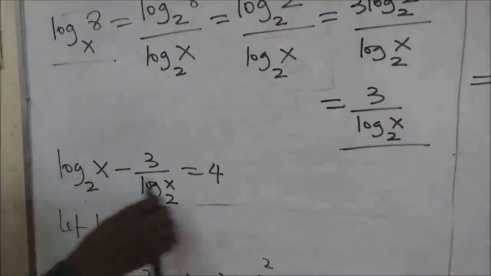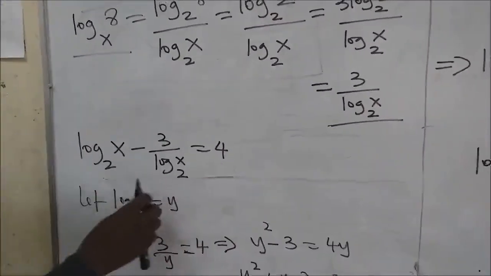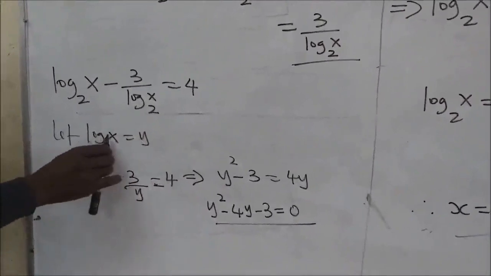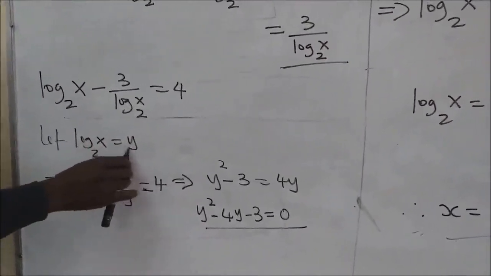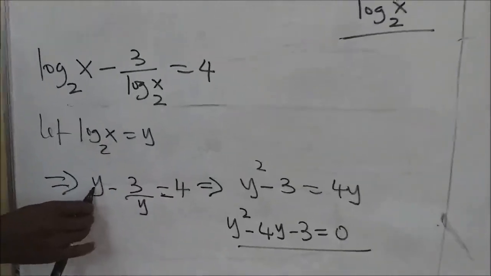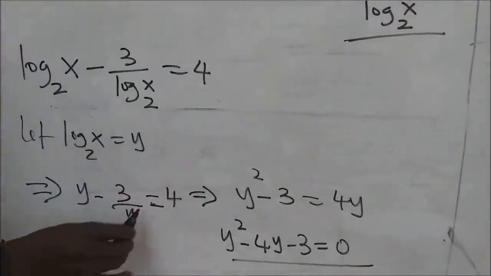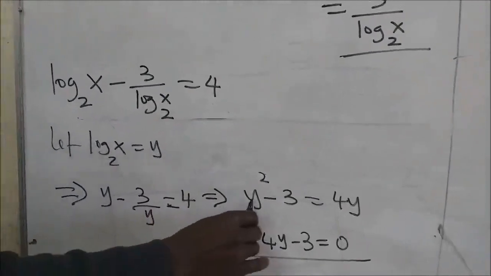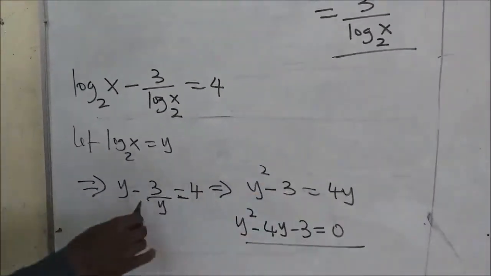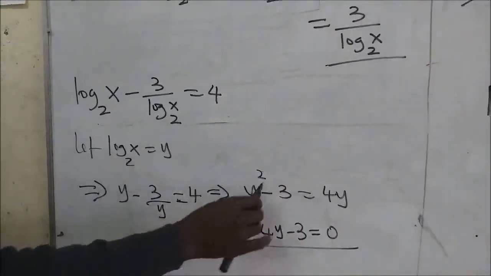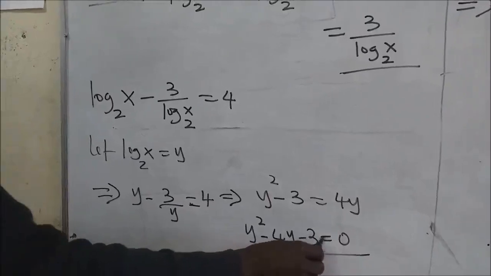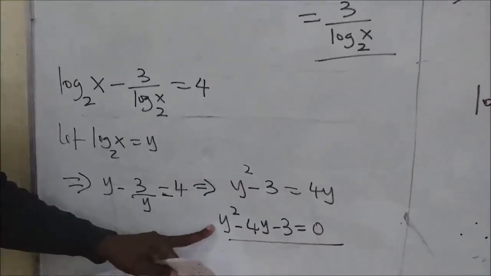At this stage, I introduce a dummy variable, y, so let log x base 2 be y. So where there is log x base 2, I replace with y, and I have y, subtract 3 over y equals 4, which comes to y squared minus 3 equals 4y, having multiplied through by y. And if I rearrange, I have y squared minus 4y minus 3 equals 0. This is a quadratic equation.